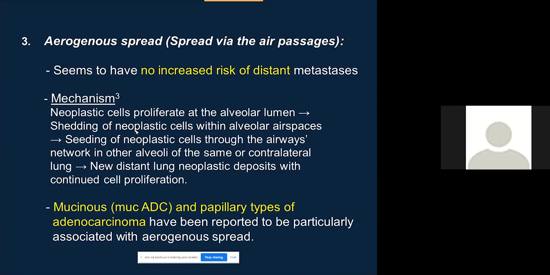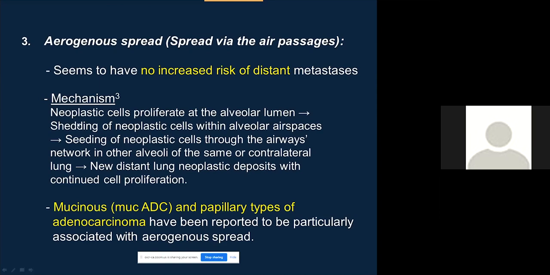The third type, which is not well accepted but that we are proposing, is aerogenous spread. So it's spread via the air passages. It would not be associated with an increased risk of distant metastasis, but an increased risk of metastasis within the lung. So discontinuous spread of tumor within the lung.